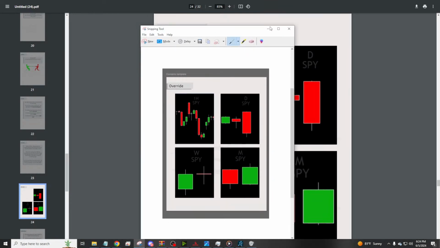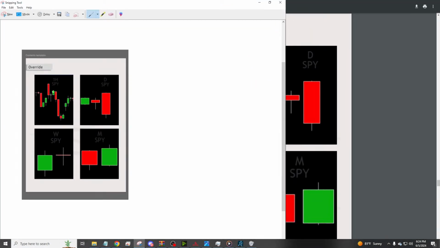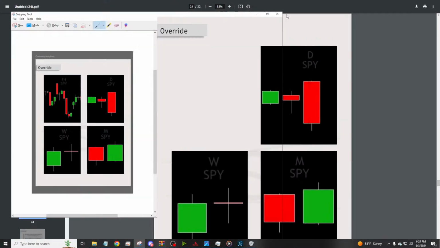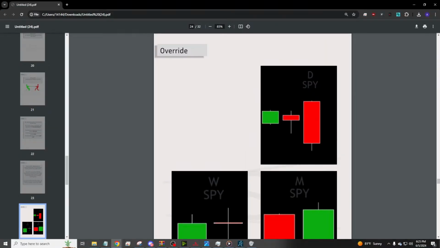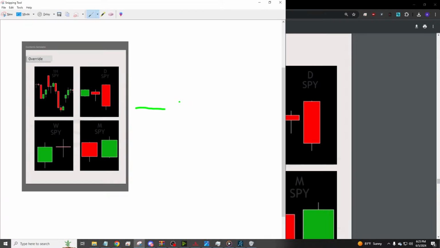So for simplicity, we're just going to go like this. So you can see, looks like it's not going to let me full screen up in here. All right, that's good enough.